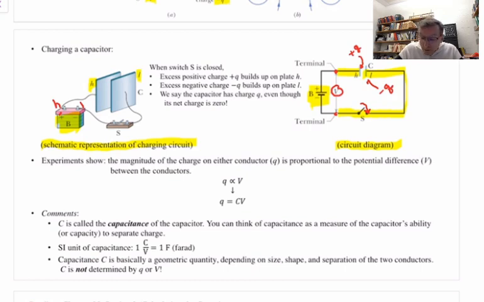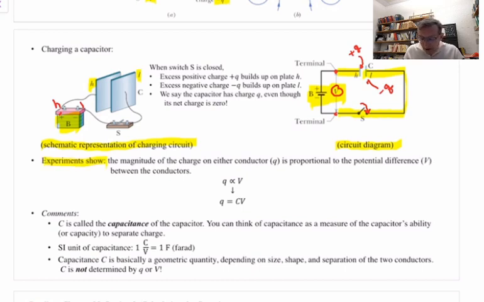And that will continue until the potential difference across the capacitor equals the potential difference produced by the battery, V. And then we say the capacitor is fully charged. Now, this was learned originally by experiments. A lot of them in the 1800s, and one of the persons doing those experiments was Michael Faraday. And so these experiments that were done, here's what they show.